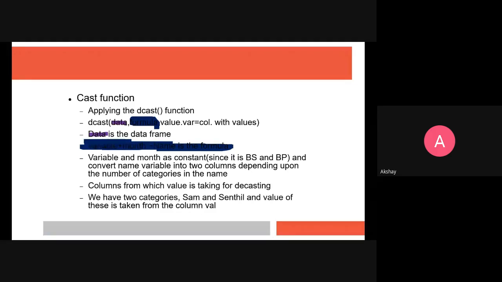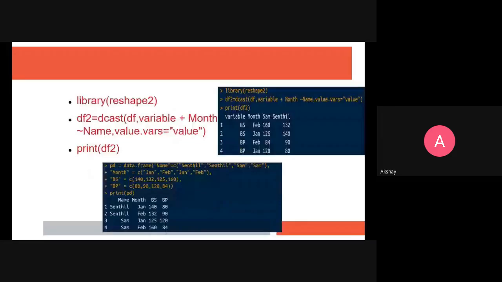Okay, let's illustrate it. In order to use the dcast function, we also need the same library, reshape2. So, what is the syntax of the dcast function? First, we have to write dcast, then it is followed by the data frame, then it is followed by the variable formula. Here, the formula considered is variable plus month and name. And then it is followed by the values for the variable.